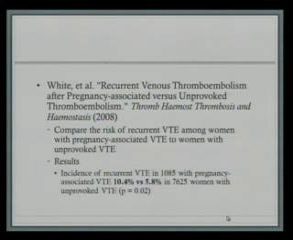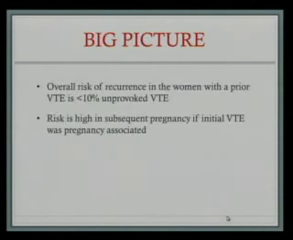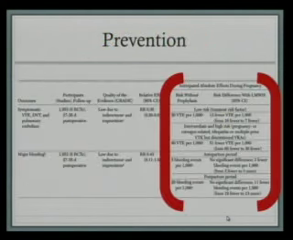White also looked at the risk of recurrence, and he quoted the risk of recurrence in women who had their first pregnancy-induced blood clot. The recurrence rate for those is 10.4% versus 5.8% in women who had unprovoked blood clots. So even though the overall risk of recurrence is low in women with a prior blood clot due to an unprovoked cause, the risk is high if the initial blood clot was seen in pregnancy.